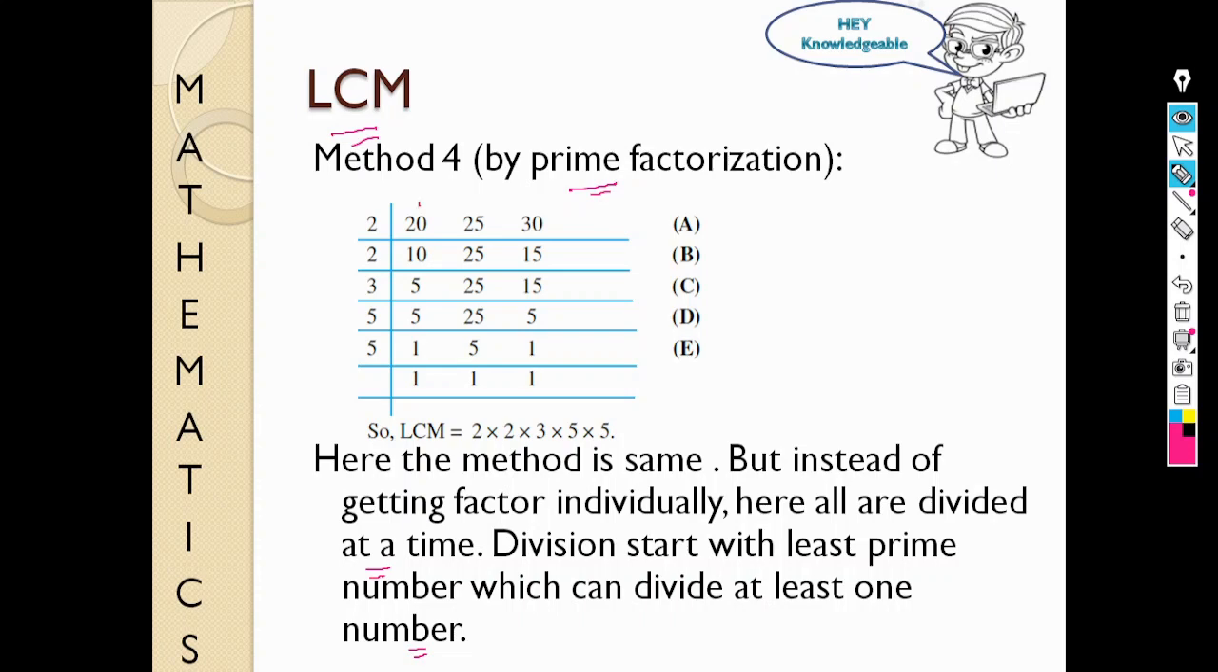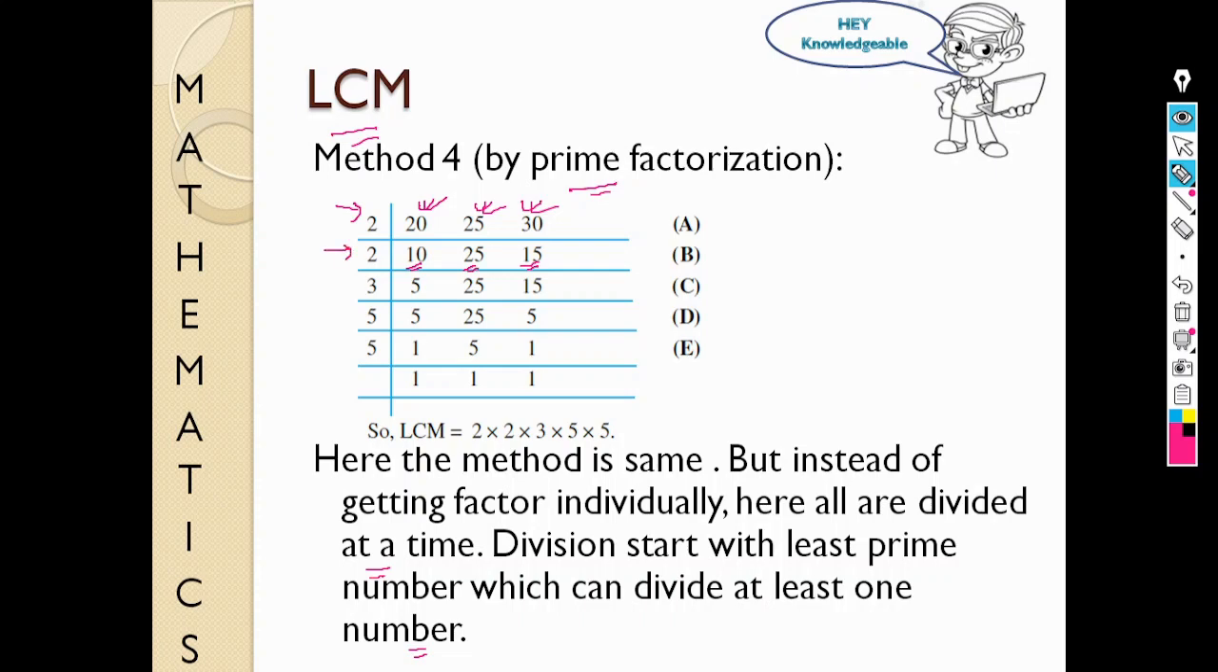So here we have to find the LCM of 20, 25 and 30. We will start with the least prime number, that is 2, and we know that 2 can divide at least 20 and 30. So after division what will we get? We will get 10 for 20 and 15 for 30. 25 we can't divide, so we'll keep it as it is.